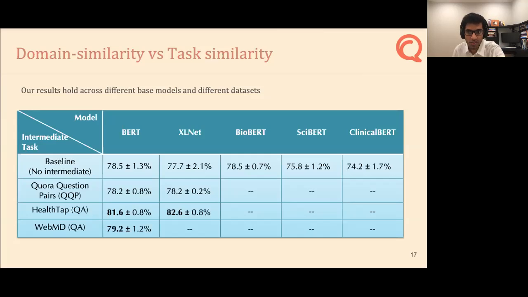Lastly, as shown in the last row, the same trend holds across a different Q&A dataset as well, such as WebMD. And by the same trend, I again mean that pre-training using QA boosts the model performance more than QQP does.